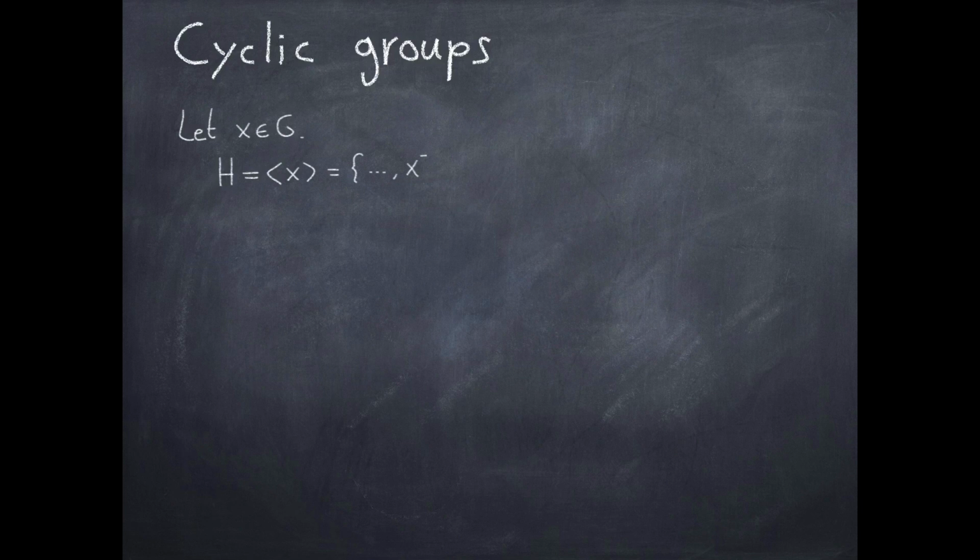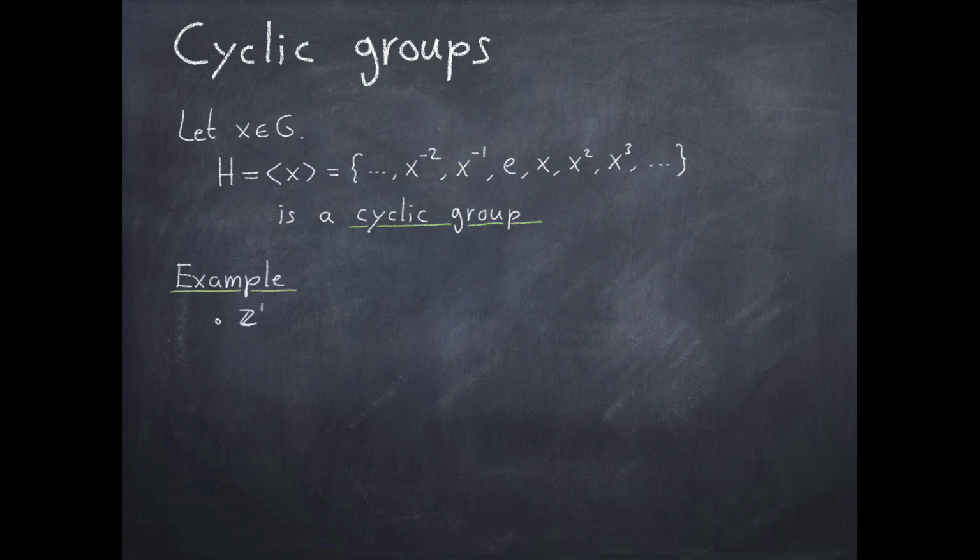A subgroup generated by a single element is called a cyclic group. In that case, the subgroup consists of all powers of a single element x. The group of integers under addition is an example of a cyclic group because it's generated by the element 1. Keep in mind that here the group operation is addition, so we're generating elements by adding copies of 1 and minus 1.